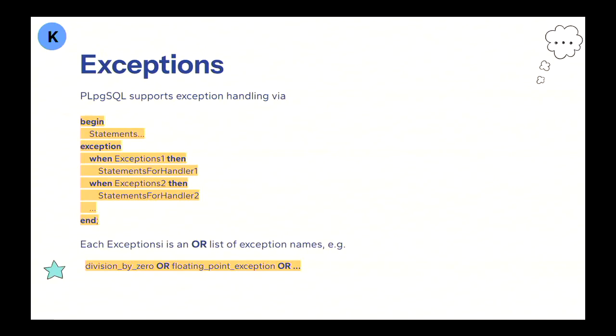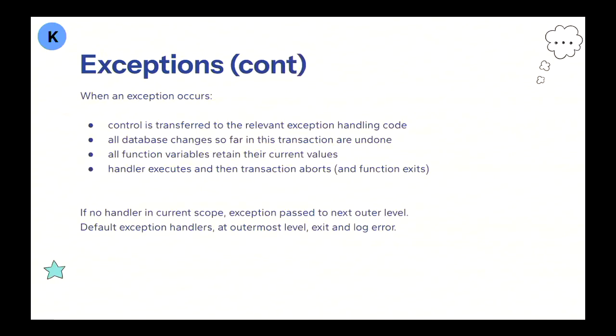Each exception here is an OR list of exception names, and there are some predefined exception names. For example, division by zero, floating point exception, and some others. So you can find the list of all supported exceptions in the official documentation of Postgres. So this is what happens when an exception occurs.